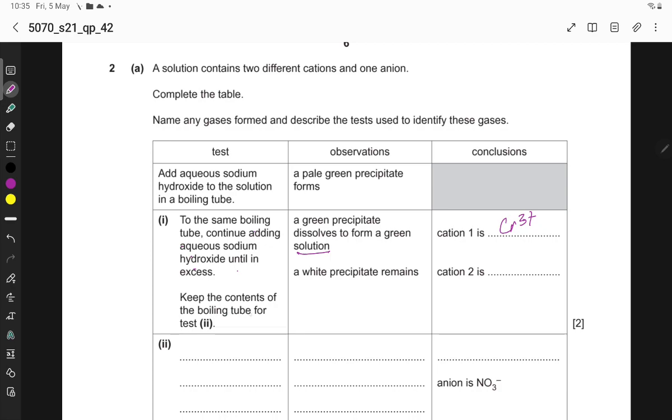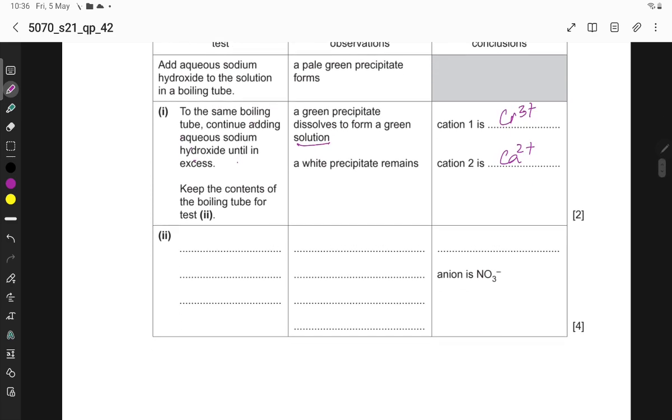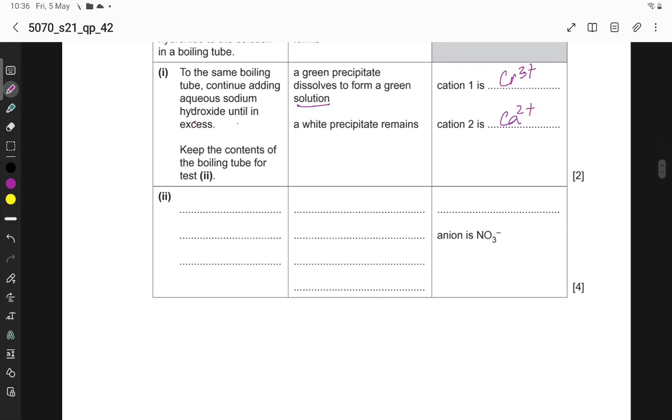So keep the content of the boiling tube for test 2, until in excess a white precipitate remains. So this is chromium 3 positive, white precipitate remains. It can be calcium 2 positive. Anion is nitrate.